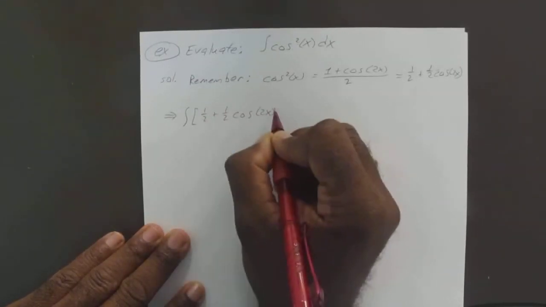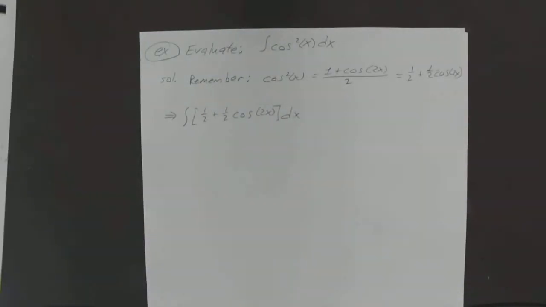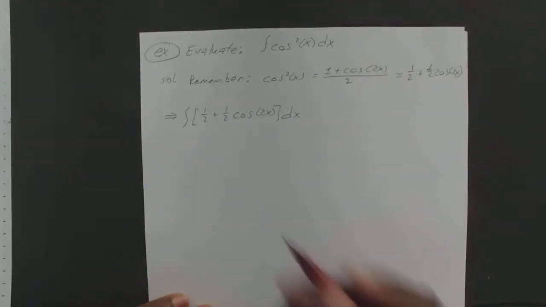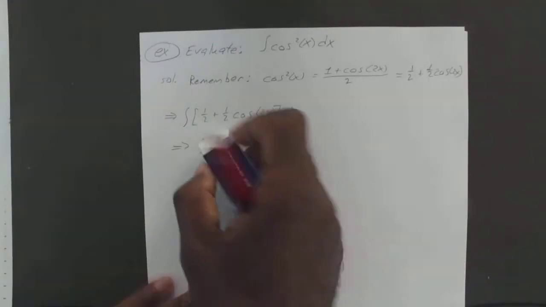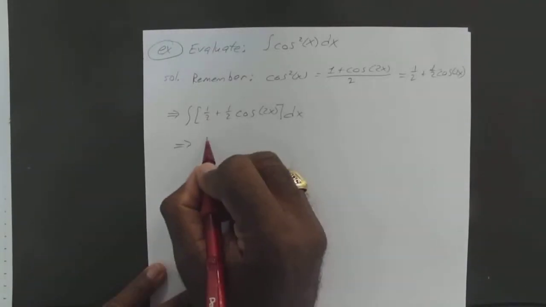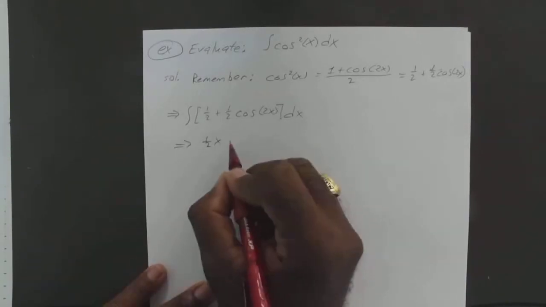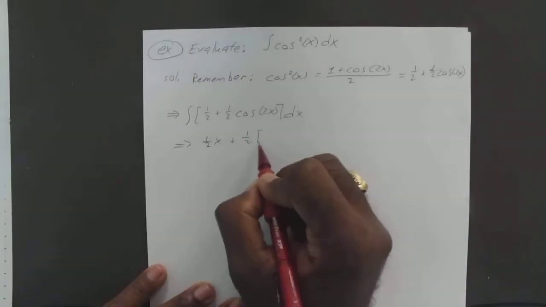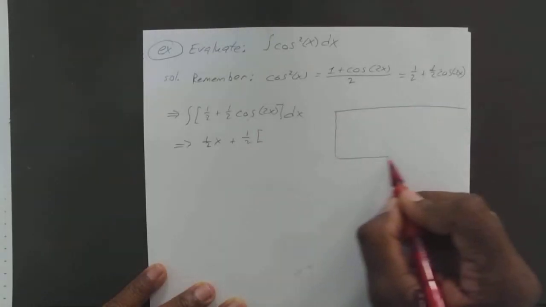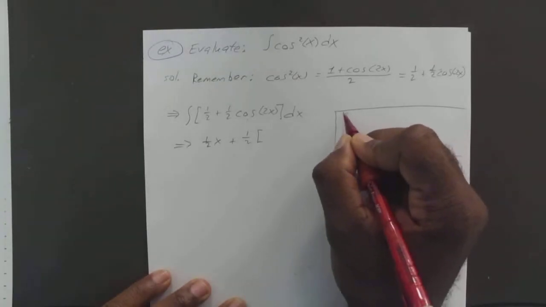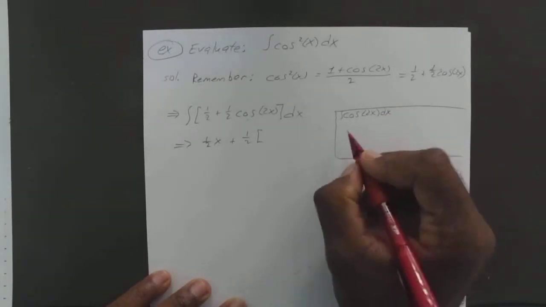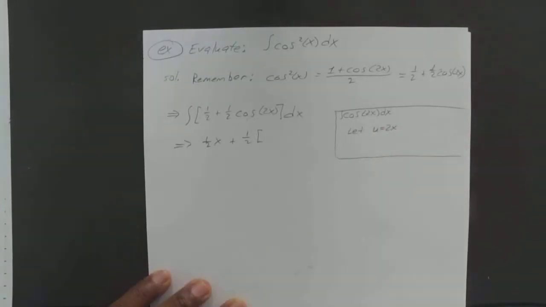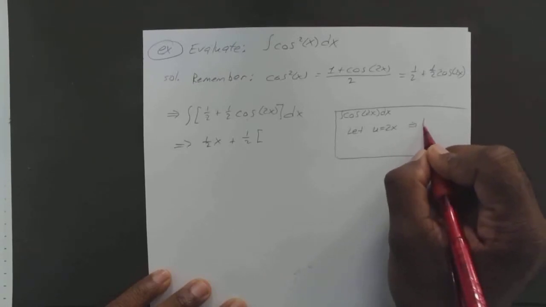So now, instead of integrating cosine squared of x, we can integrate 1/2 plus 1/2 cosine of 2x with respect to x. You can probably integrate them both at the same time. So you have the integral of 1/2, which is just 1/2 of x, plus, factor out the 1/2 here, the integral, I'll do that on the side, for the integral of cosine of 2x with respect to x, let u equal 2x.